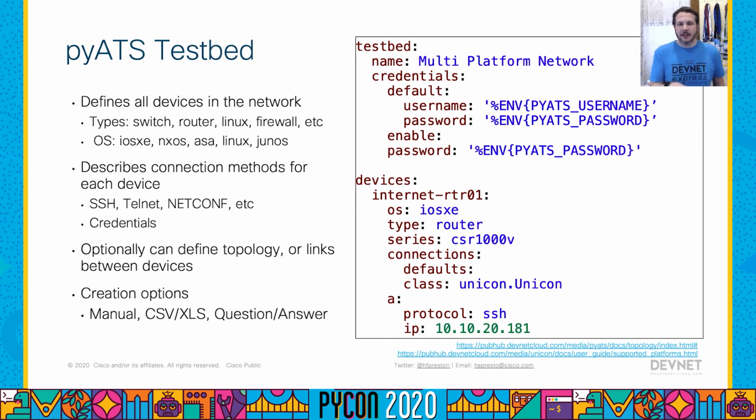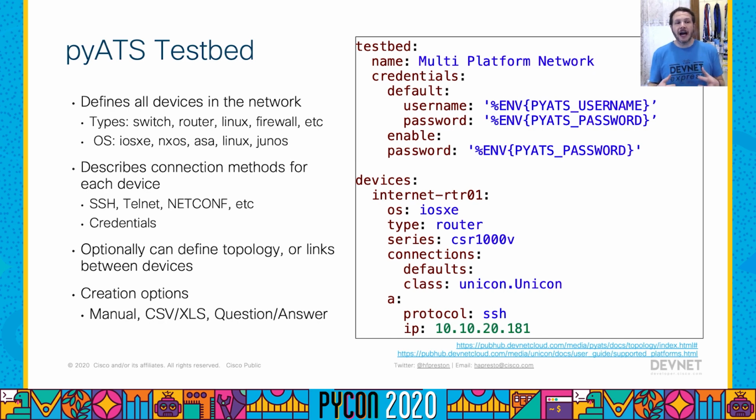Now, in addition to the devices themselves, we have to know how we are going to connect to the devices. Unicon supports connections over SSH or Telnet, Netconf, different capabilities that go through, as well as support requirements if we have to go through a terminal server or proxy server. That can all be described inside of the testbed.